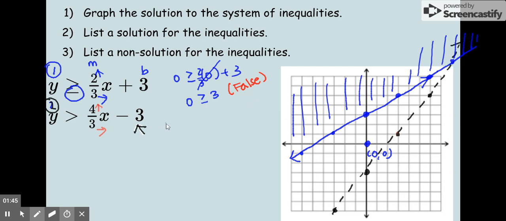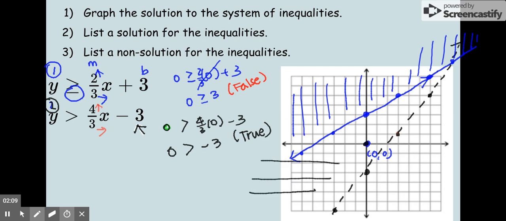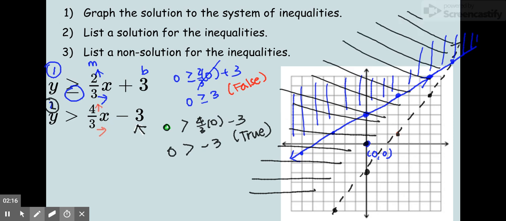And let's use a testing point, 0. Is 0 included in the upper part or the lower part? 0 versus 0 minus 3. Is 0 greater than -3? Yes. So the upper part of this line is going to be the answer. I'm going to color like this. So the whole thing above this line is going to be the answer.